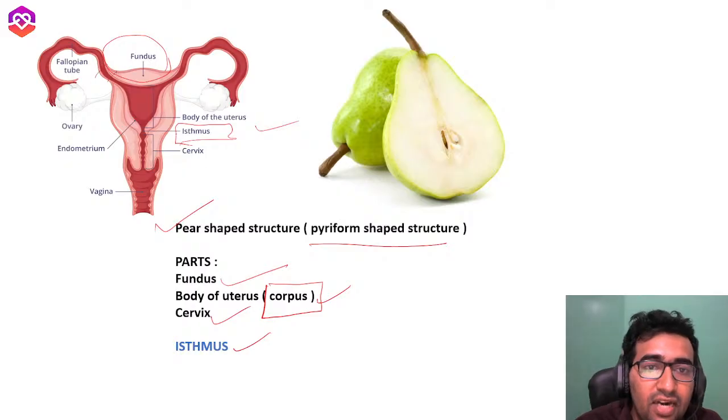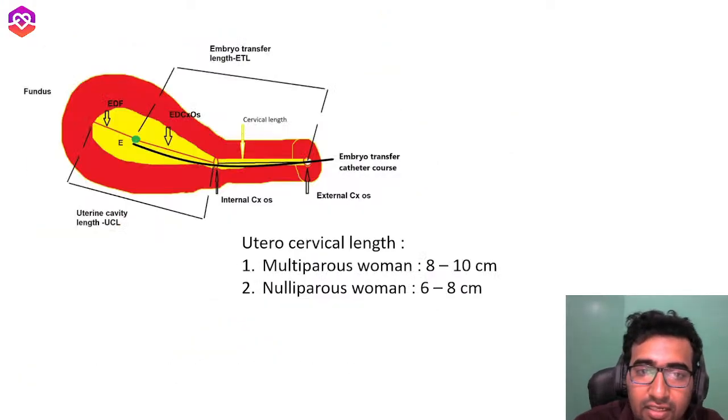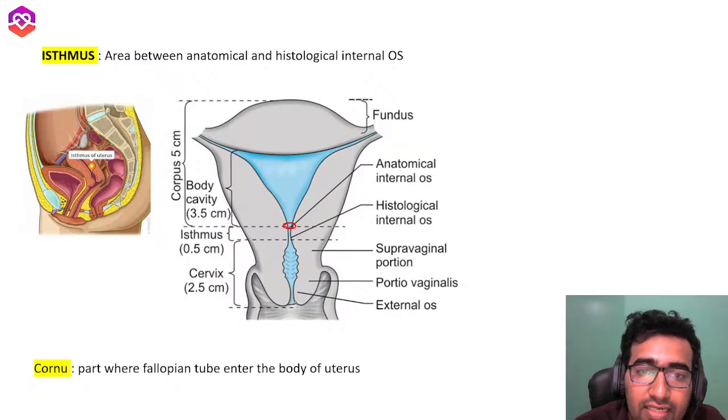But this part is actually the lower part. Here there is a contradictory aspect. You can see here, this is the area of the anatomical os. Anatomical internal os. You know that there is an external os and an internal os in the cervix. This is the anatomical internal os. And this is the histological internal os.